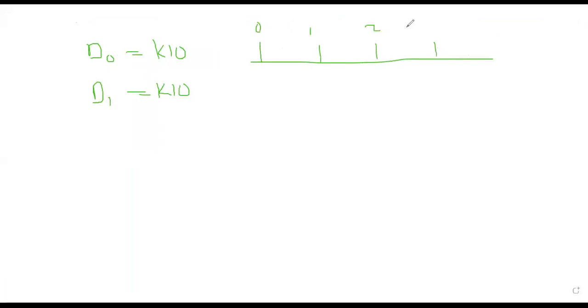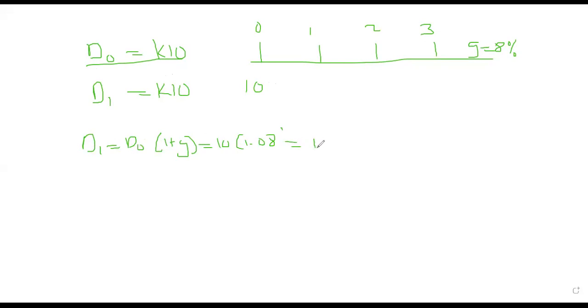0, 1, 2, 3. So I was trying to relate to that: when you're given a dividend, there will be a growth rate, for instance, 8%. Using the constant growth model, 10 kwacha can grow to year 1, year 2, year 3. So D1 is equal to D0 times (1 plus growth). So this would be 10 times 1.08 to the power 1. The difference in the years is what comes as a power. So this is 10.8.